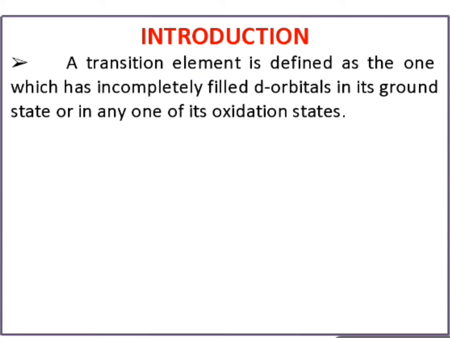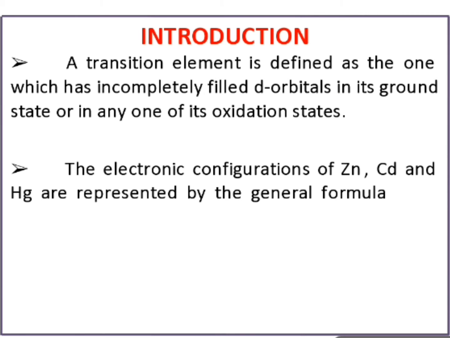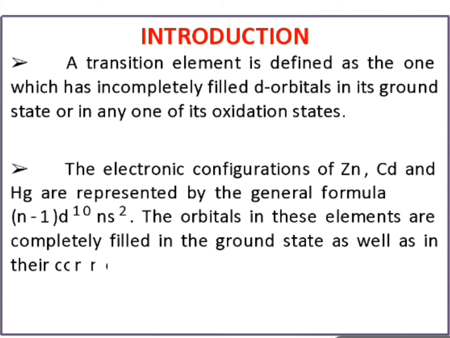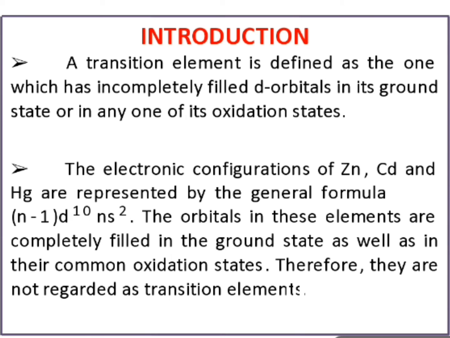So there are three elements which are not transition elements. These are zinc, cadmium and mercury. Why? Because they have a fulfilled d orbital, as well as in the common oxidation state. So that's why they are not called transition elements. Underline this line. This point is very, very important.